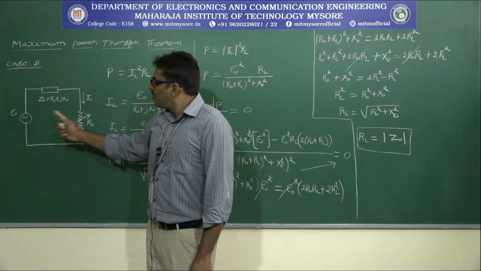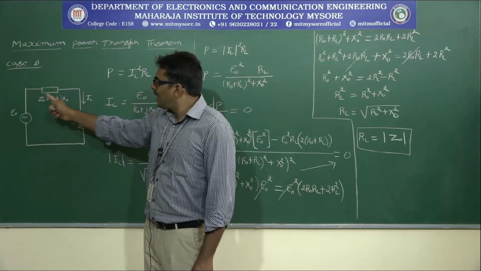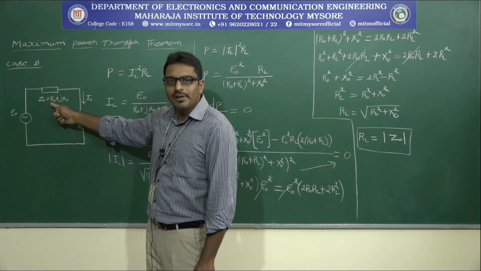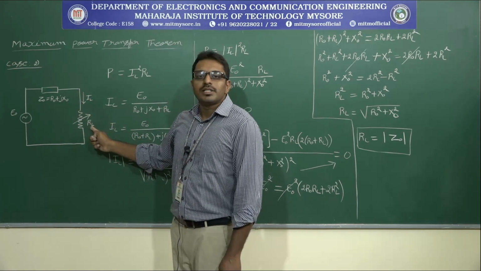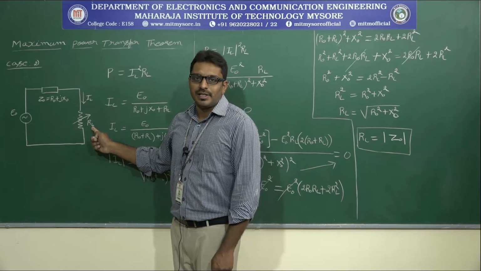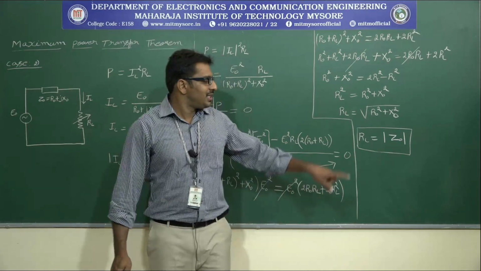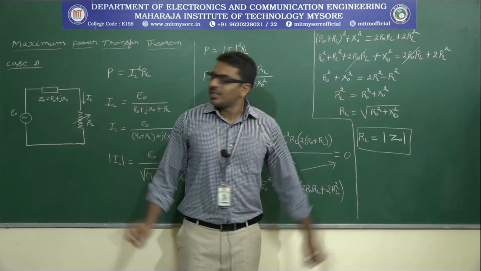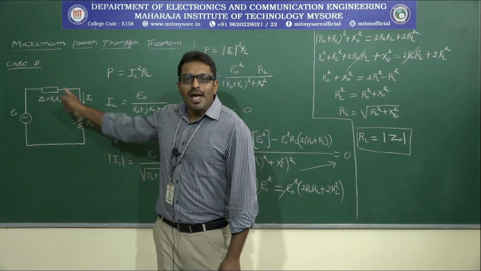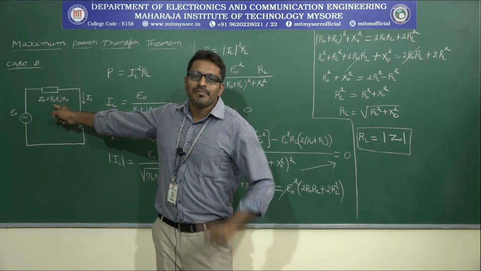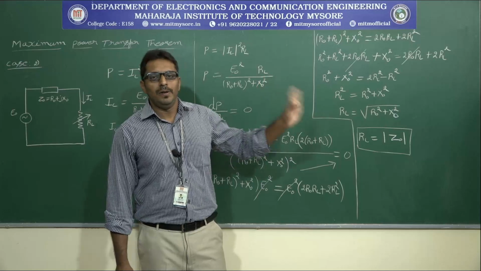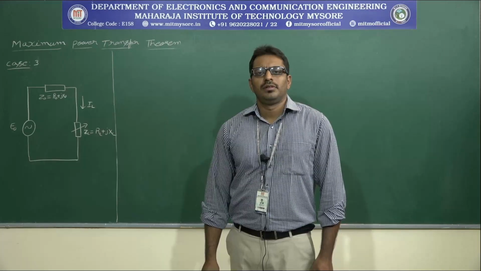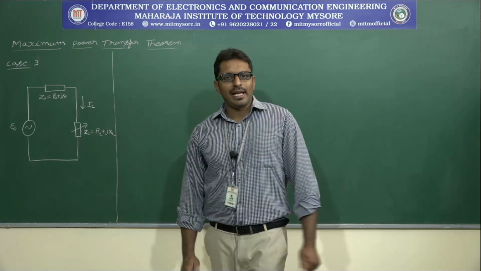What is the type of source? AC source with internal impedance Z0 is equal to R0 plus JX0 connected across variable load resistance. In this condition, when load resistance is equal to magnitude of source impedance, then we can transfer a maximum power from source to load. Thank you. Okay, now let us move on to the case 3.